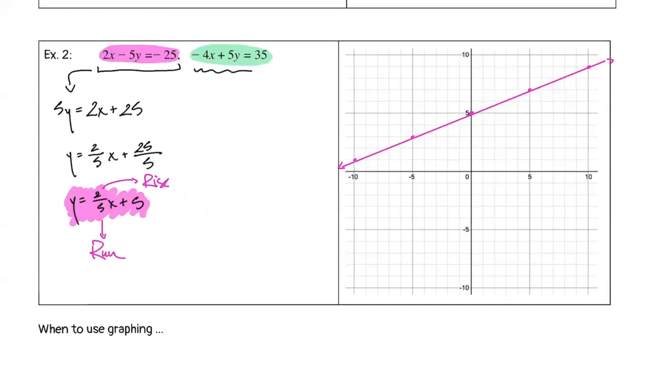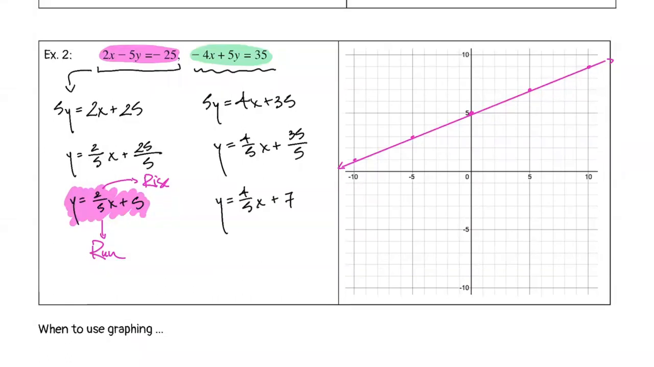All right, let's do the same thing over here. I get 5y equals 4x plus 35. I'm going to divide by 5. I get 4/5 x plus, I'm not going to make the same mistake. So 35 divided by 5, just to remind myself that I have to do the division of both terms. And I'm going to get an equation that is 4/5 x plus 7 as my green equation, right?